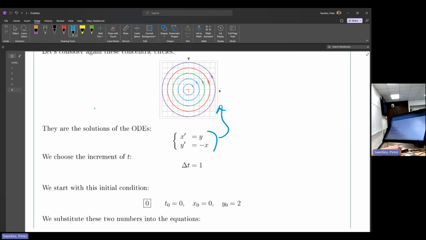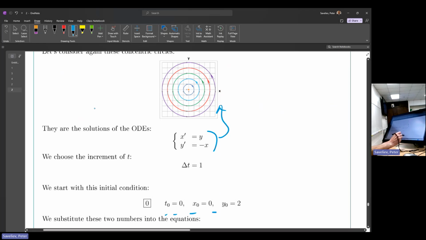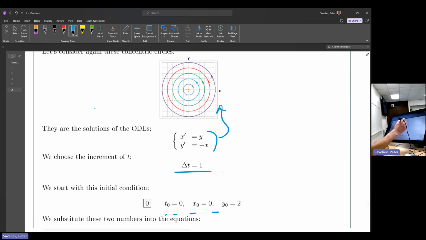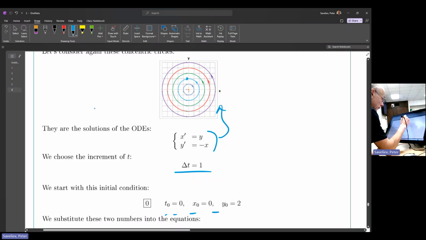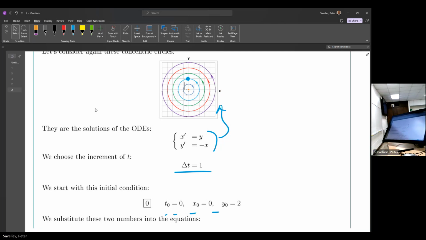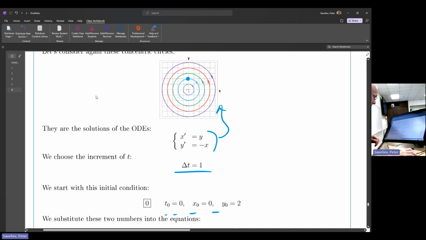We go with Euler. We choose the initial condition, we choose delta t. Let's go with one, very simply. And suppose the starting point is x equal to 0, y equal to 2. In other words, it is right here. This is the starting point. Then let's plot a curve. x prime is equal to negative y, y prime is equal to x. I don't think my picture is right here.